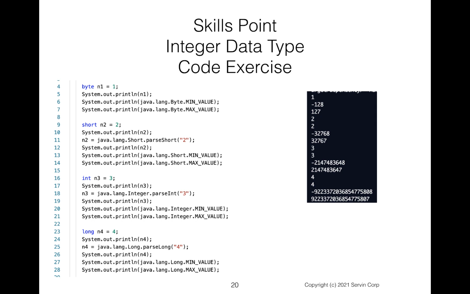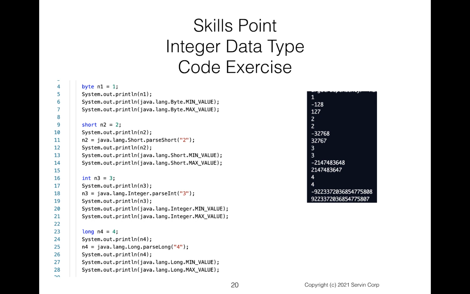Notice for all of these, you can see the output on the right side of the screen. And although you can see it on the right side of the screen, I definitely encourage you to pause the video as you're watching it, enter this code, and make sure you get the same results I'm getting. At line 16, we see using an integer. I have an integer in a variable called n3, which is an int, and set it equal to 3. And at line number 18 we also do a parseInt, showing that in action. And at lines 20 and 21 we show the min and max value of that.